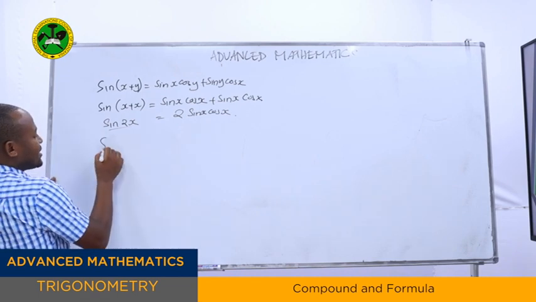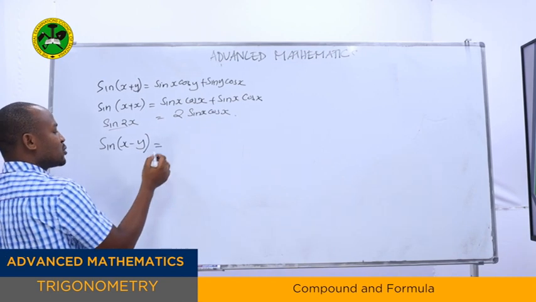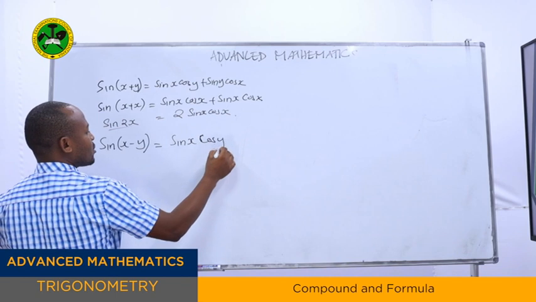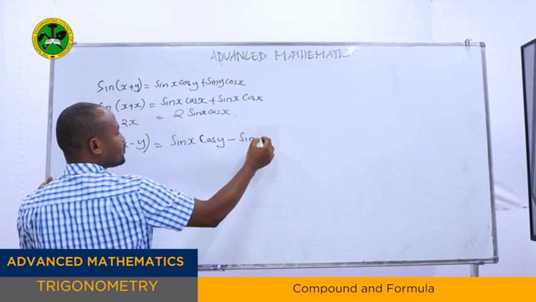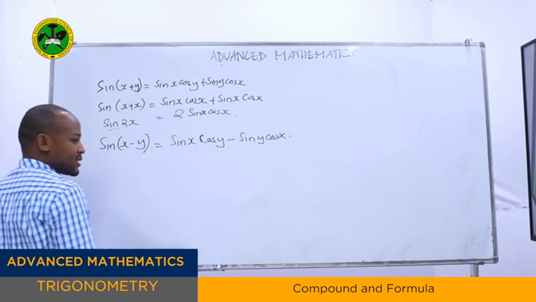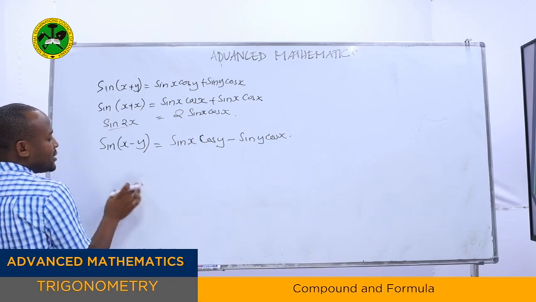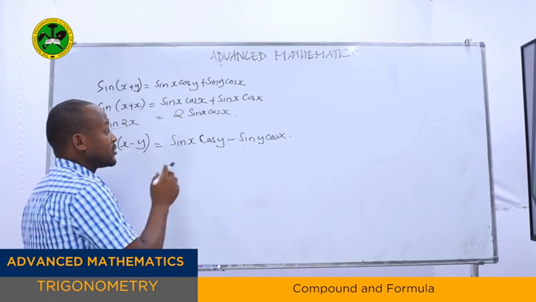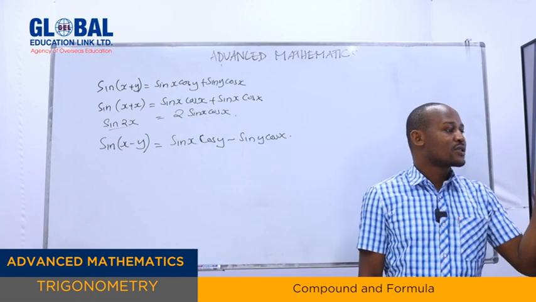Now let's say sine of x minus y. We know that this equals sine x cos y minus sine y cos x, and that is how it is. Remember how it is presented, so that you can use it in different expressions or different simplifications. That was for sine.